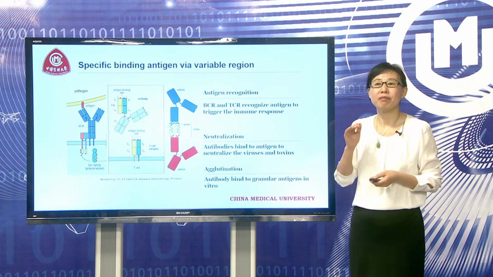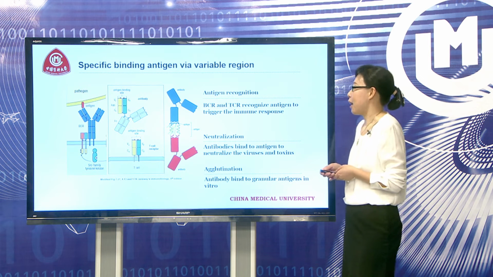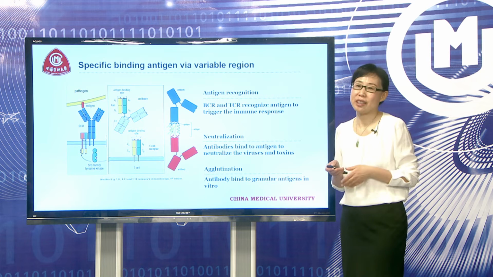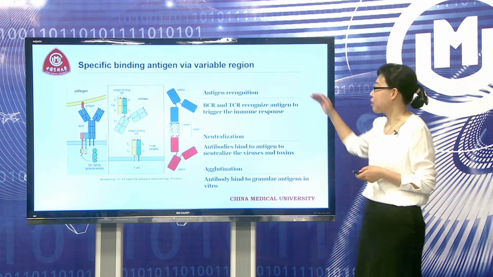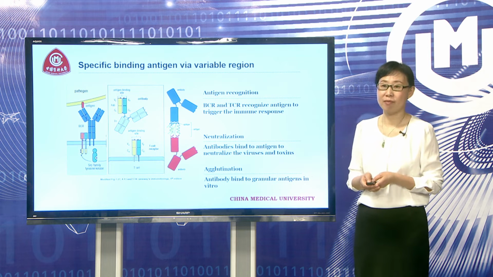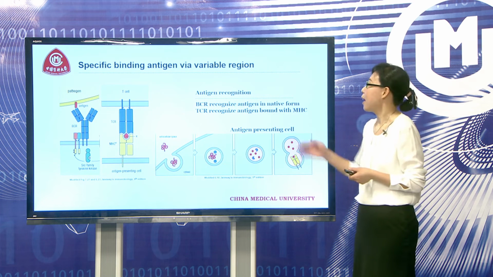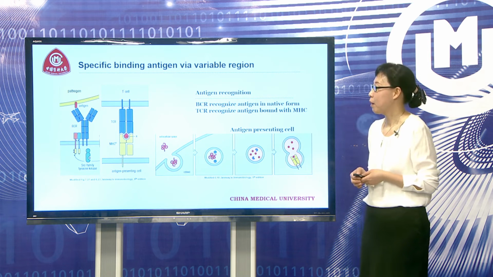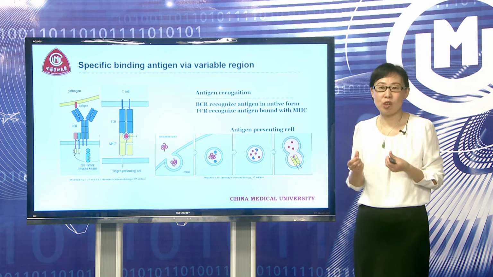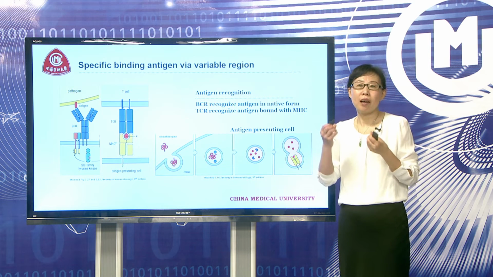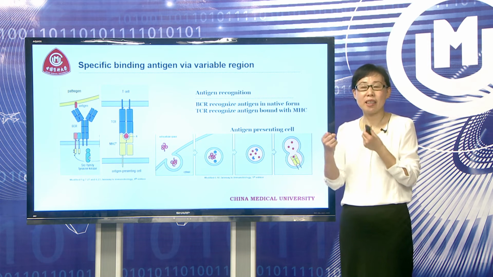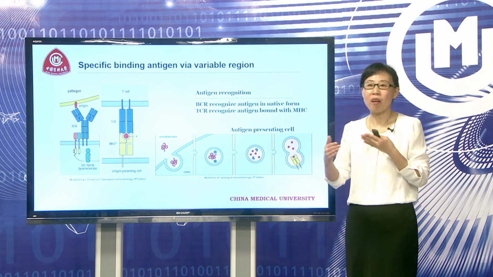So the first function of the immunoglobulin is specific binding of antigens, through the variable region. It causes antigen recognition, neutralization, and agglutination. First, antigen recognition. Because TCR and BCR share a similar structure, both of them have the antigen binding site, so they recognize the antigen in a similar way. So today we'll talk about them together.